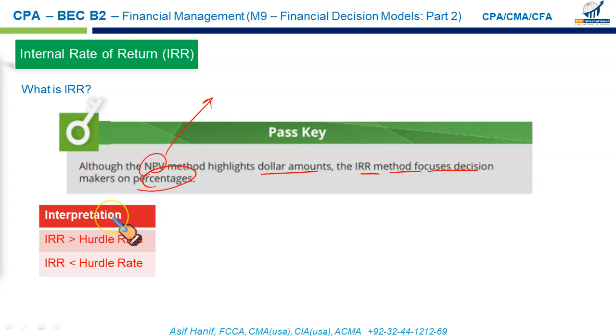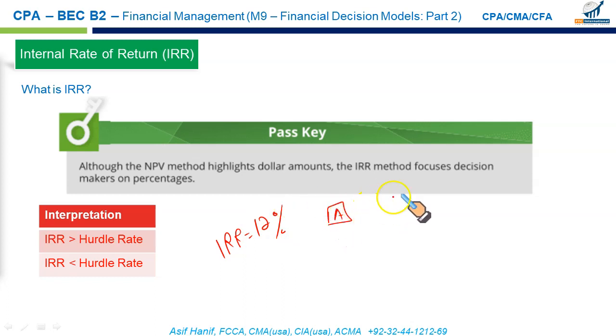So let us just try to interpret. Let's say we have a project A and we calculate its IRR, and let's say the IRR is 12%. Now for that particular project A, the discount rate that the management selected arbitrarily, or adjusted for inflation or whatever, the desired rate of return, let's say the hurdle rate, was 14%. So remember, whenever the IRR of the project is less than the discount rate, this would indicate that the project is not worth it. The project is not generating the return that we expected.